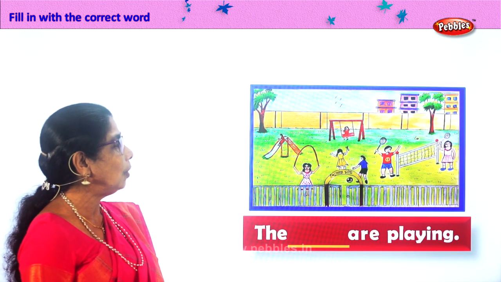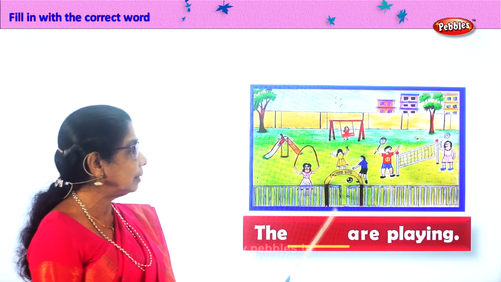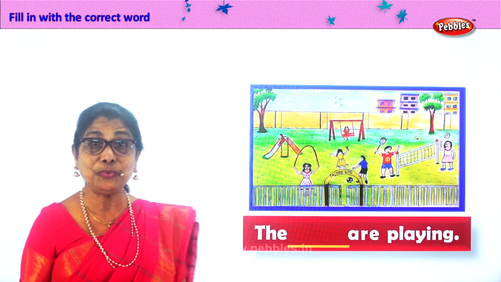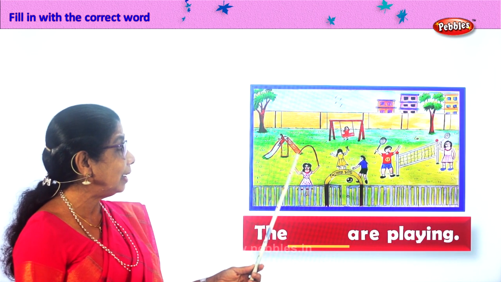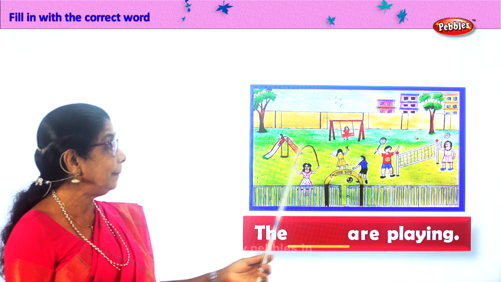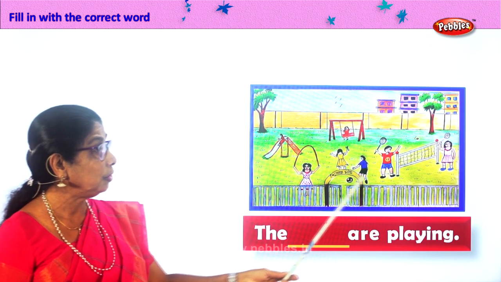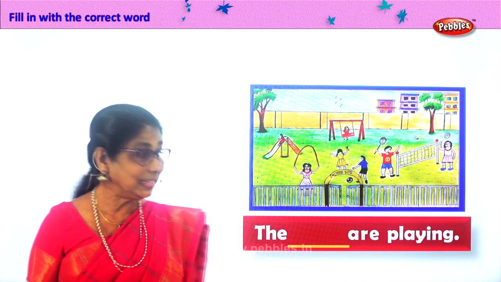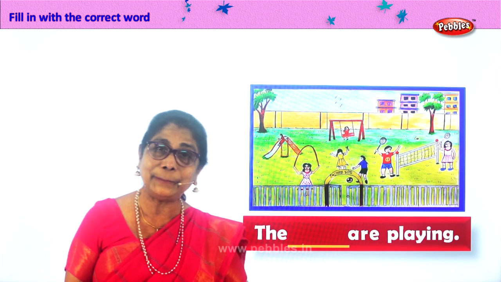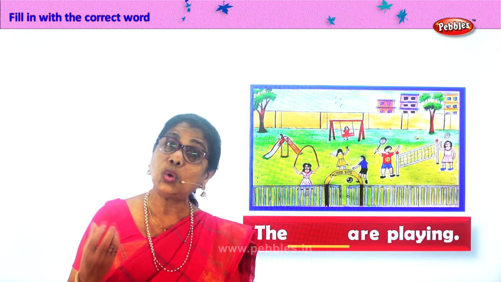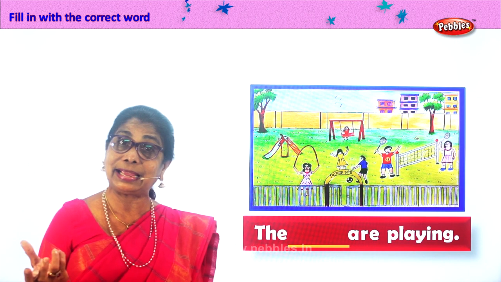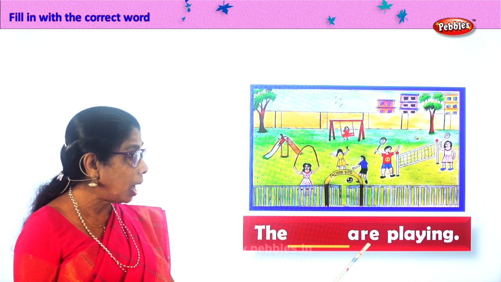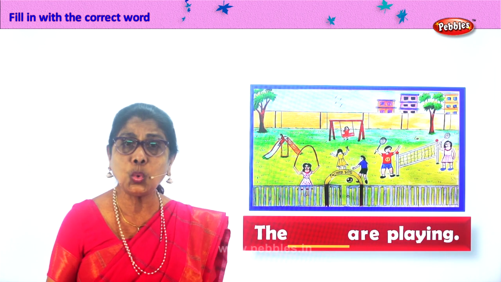Playground or a little tiny park. Okay? Now what do you do at the park? You play. What do you find at the park? You find swing, seesaw, and other children playing other games. Let's look at the incomplete sentence. Let's find out what is the word that's missing. The dash are playing. Who are playing?